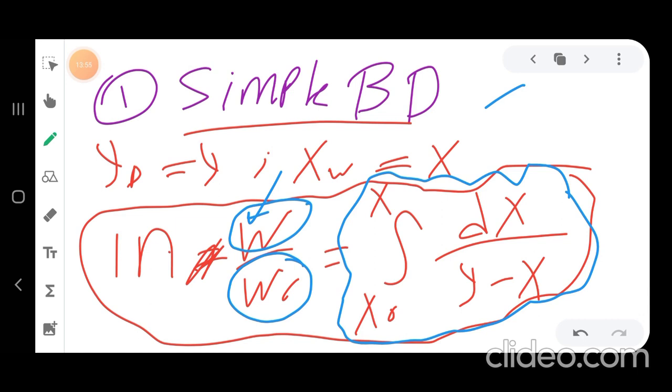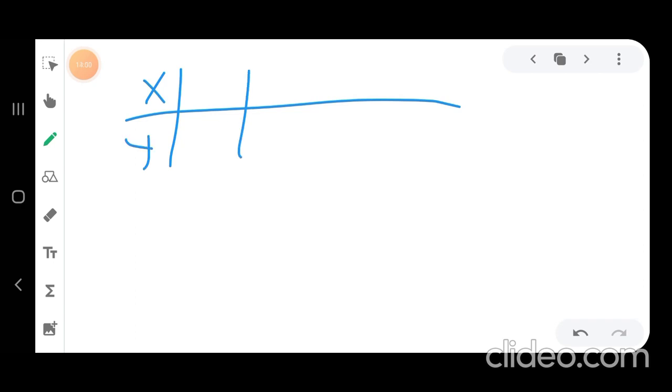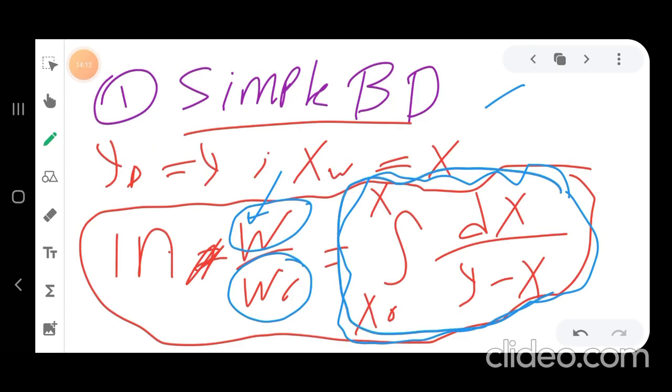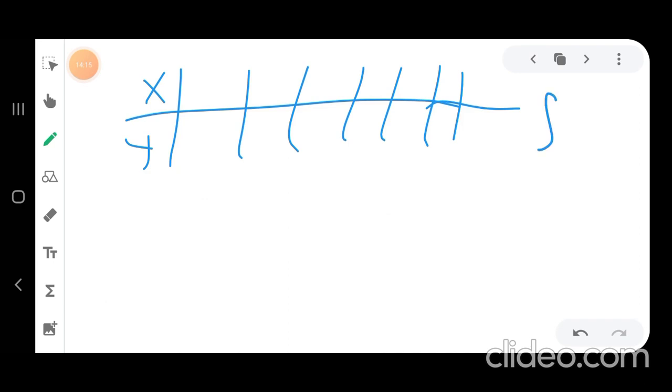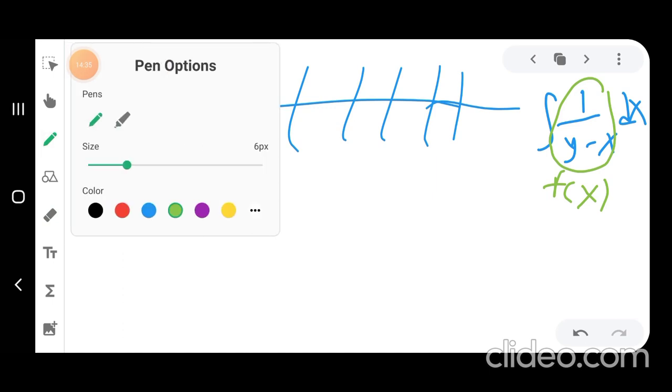We can have three ways. The first way is if we have a table that contains X and Y values, the equilibrium data. Then what do we do? We use numerical integration. So how to integrate this? We have the integration of 1 over y minus x dx. So what's our f of x here? This is our f of x.